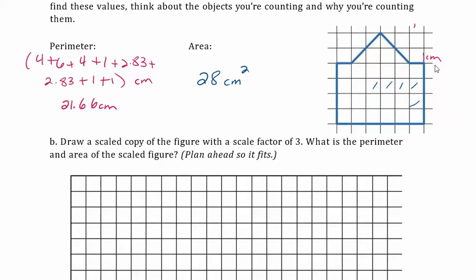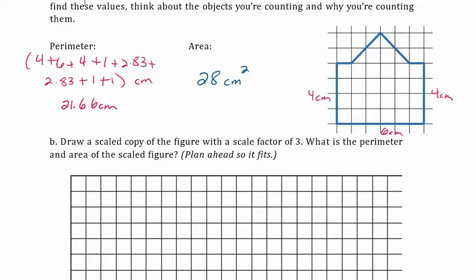The sides are going to be 3 times longer. Kind of erase this here. So this side is 4, this side is 6, this side is 4. So when you start your drawing, it says to plan ahead so it fits on the paper.